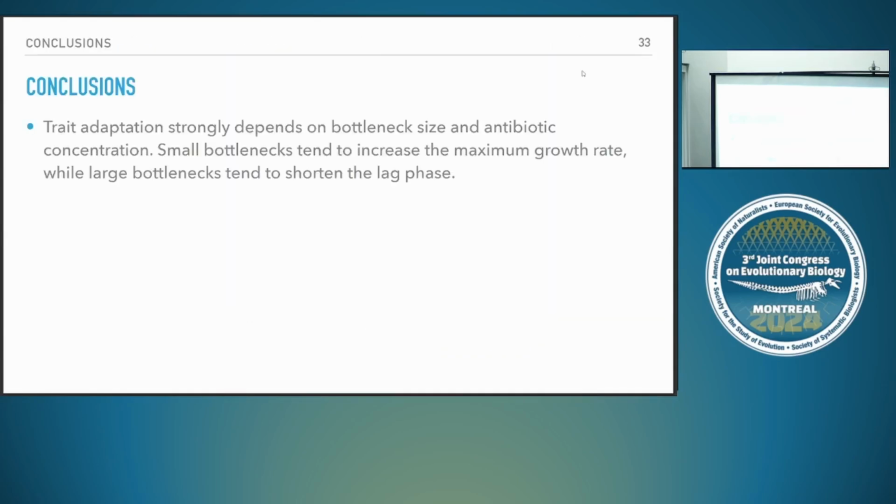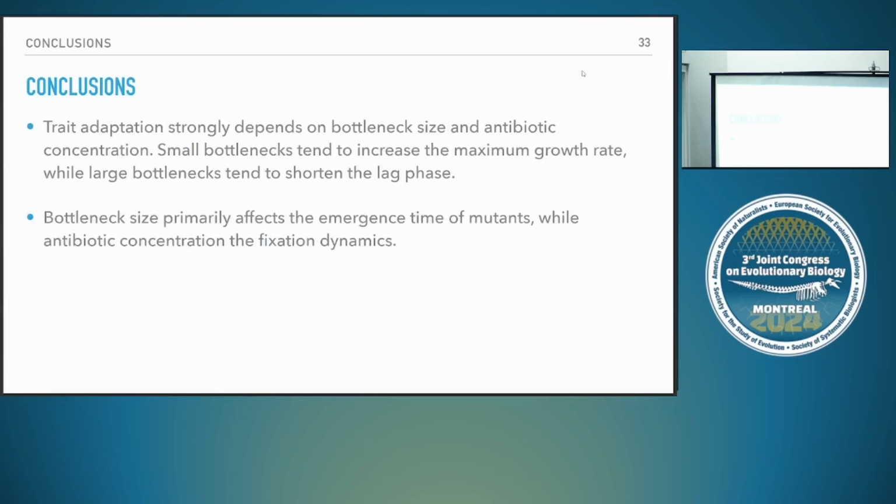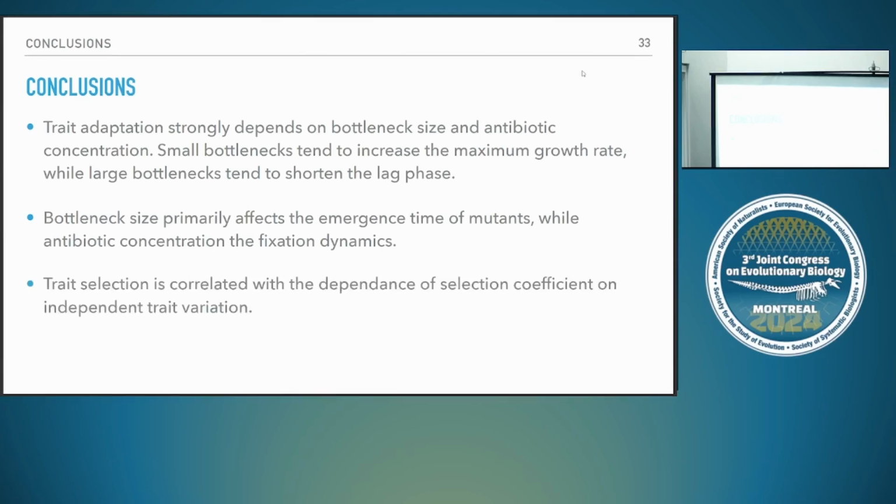Okay, just to conclude that trait adaptation strongly depends on bottleneck size and antibiotic concentration. Small bottlenecks tend to increase the maximum growth rate, while large bottlenecks tend to shorten the lag phase. Bottleneck size primarily affects the emergence time of mutants, while antibiotic concentration affects the fixation dynamics. Trait selection is correlated with the dependence of selection coefficient and independent trait variation.